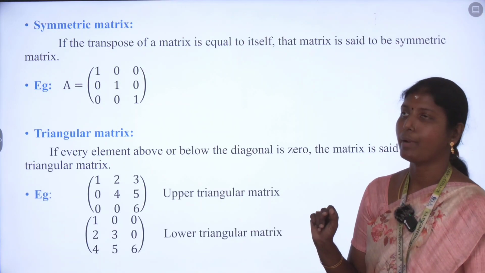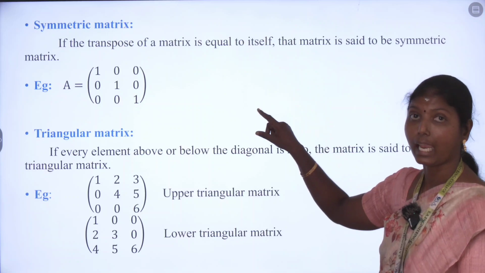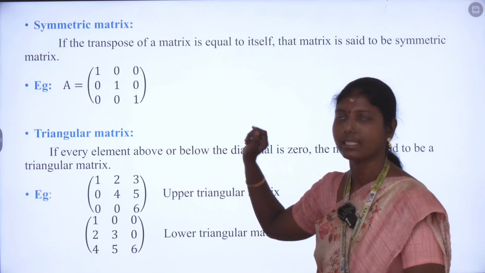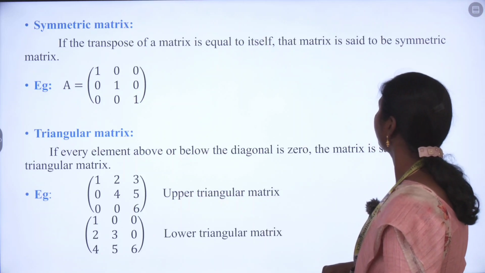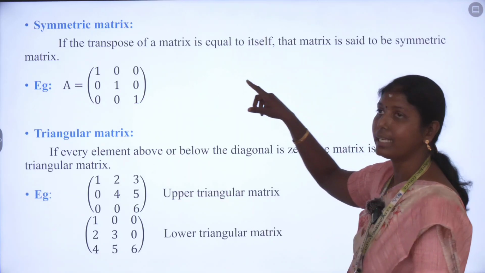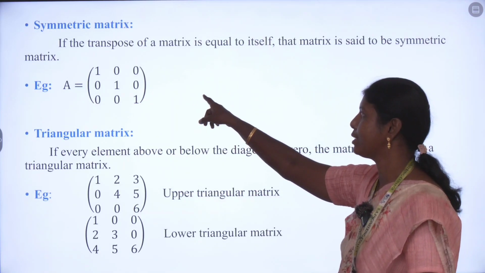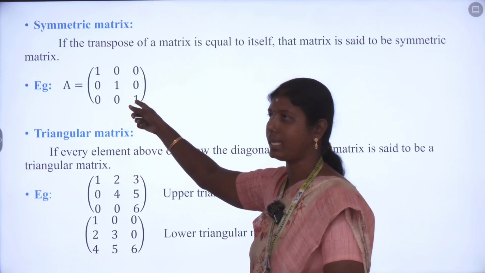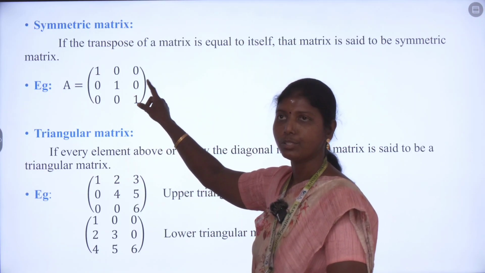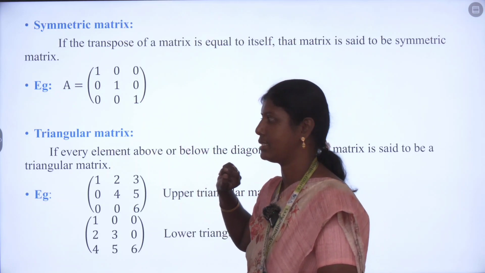So next is a symmetric matrix. A equal to A transpose is nothing but a symmetric matrix. If the transpose of a matrix is equal to itself, that matrix is called a symmetric matrix. So A equal to 1, 0, 0, 0, 1, 0, 0, 0, 1. If I take the transpose of this matrix, it will also be equal. So that is denoted as a symmetric matrix.